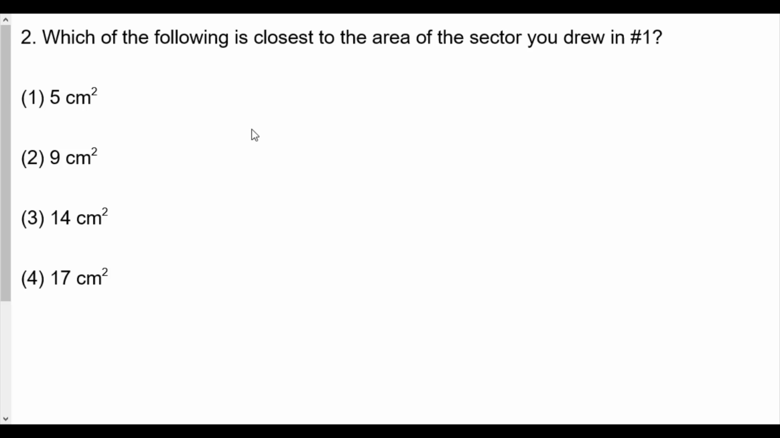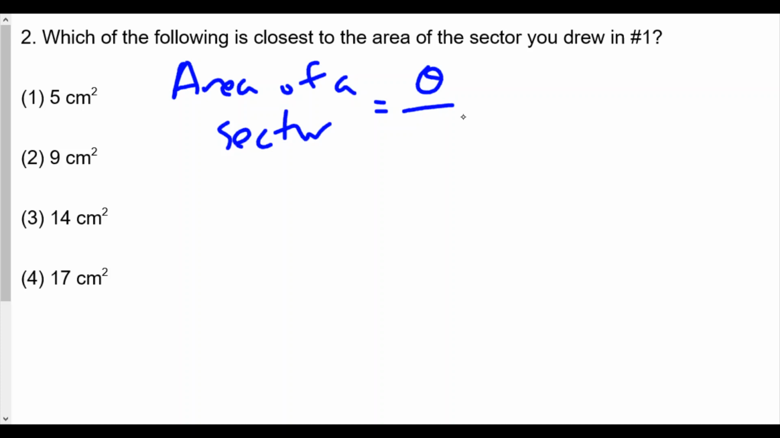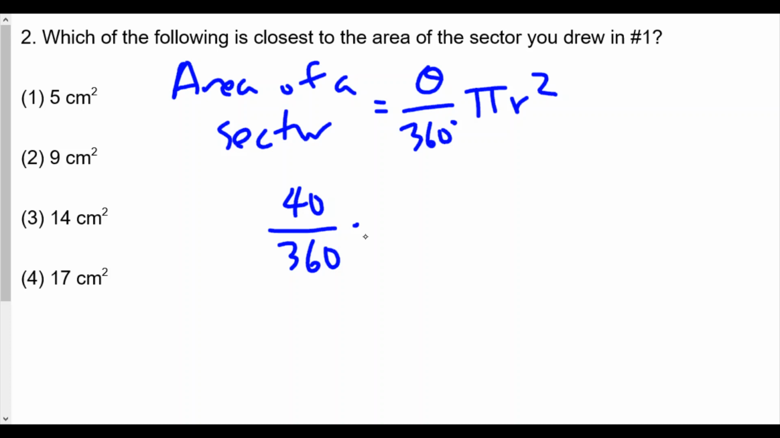Well, the area of a sector can be expressed in this case very similar to the arc length. It is going to be the angle measure, theta we'll call it, over 360 degrees, where theta is the central angle, and multiplied by pi times the radius squared. And so we had a 40-degree angle. So we have, in this case, 40 degrees over 360 times pi, and the radius, I believe, was going to be 7 centimeters. So 7 squared.